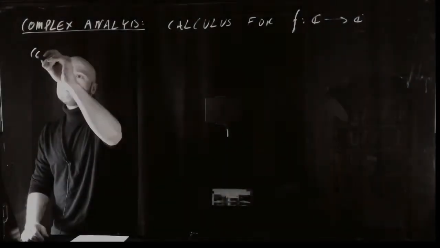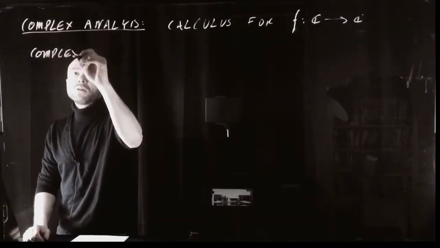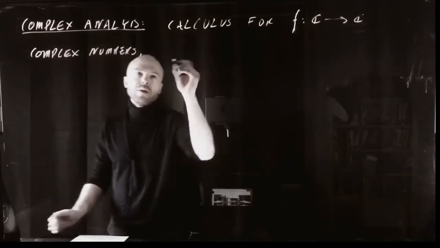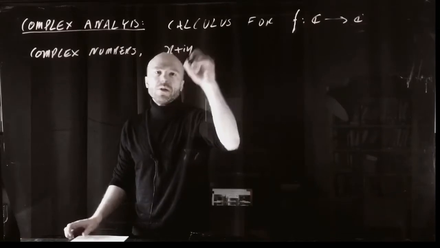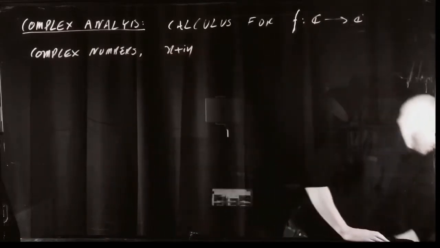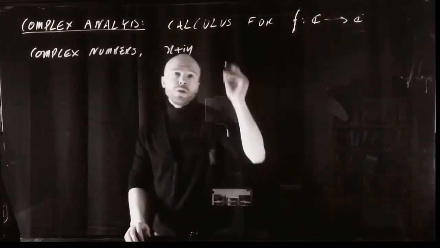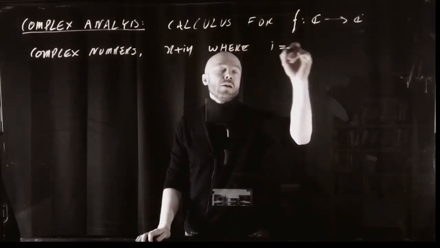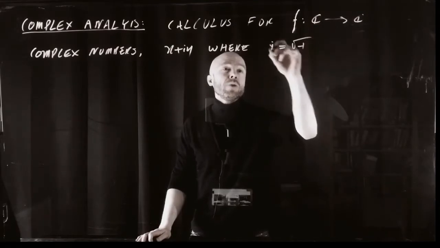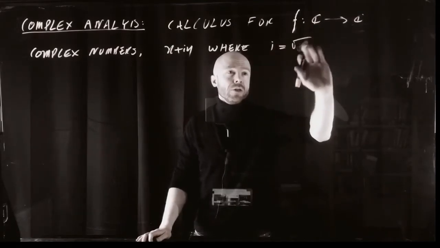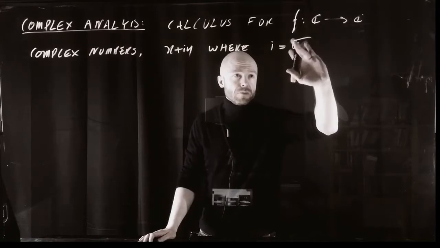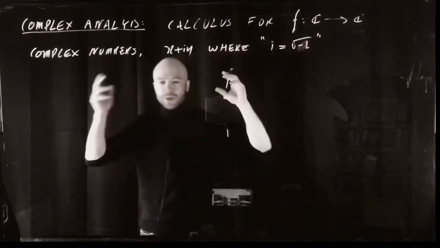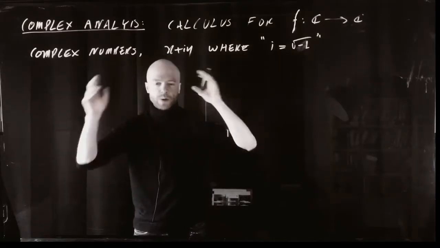Complex numbers. These are numbers x plus iy, this way, where, as you know, i is the square root of -1, which is something we just have to accept, that there is this thing, the square root of -1.